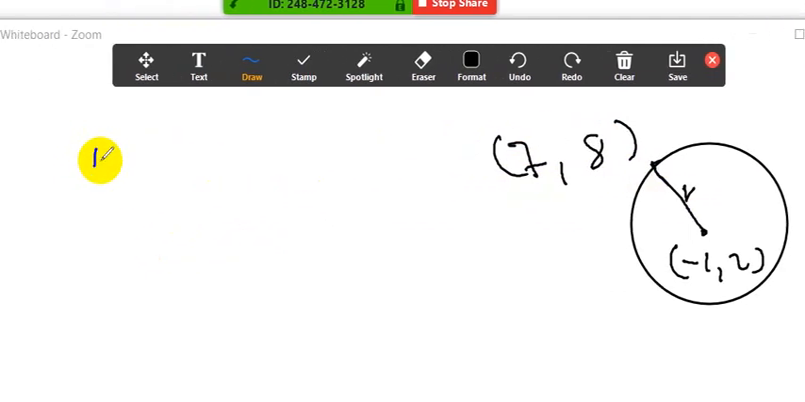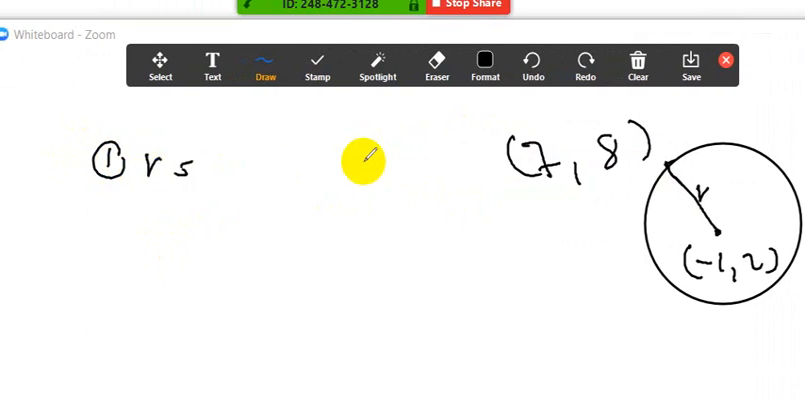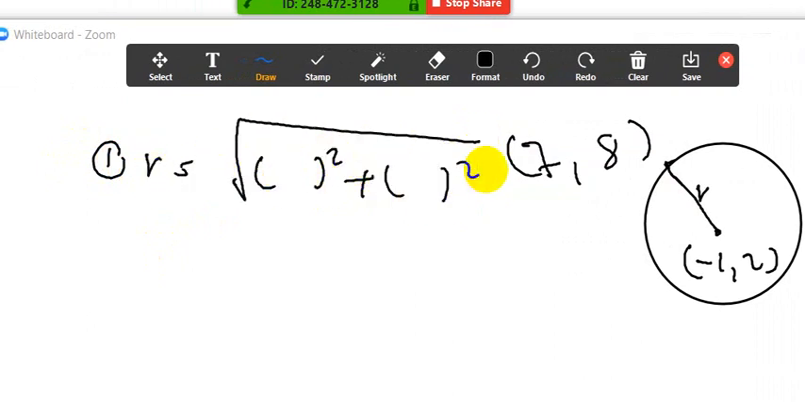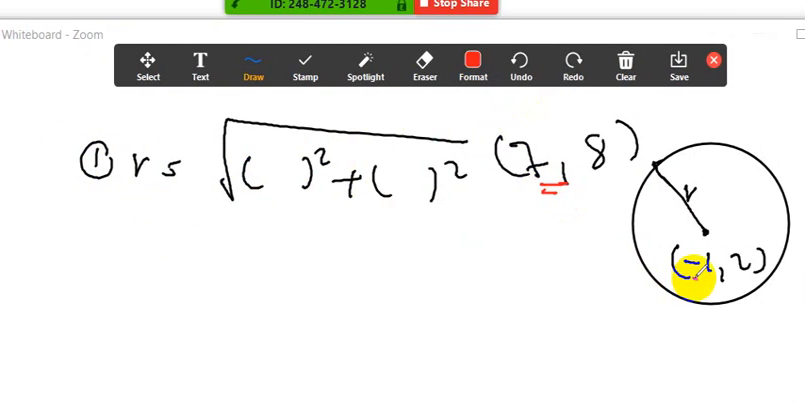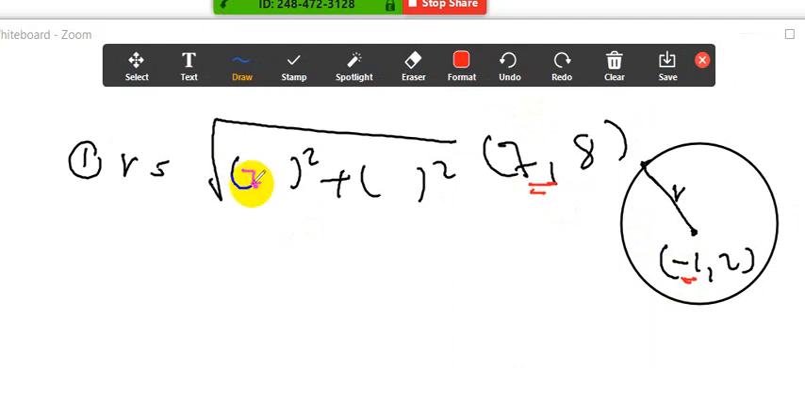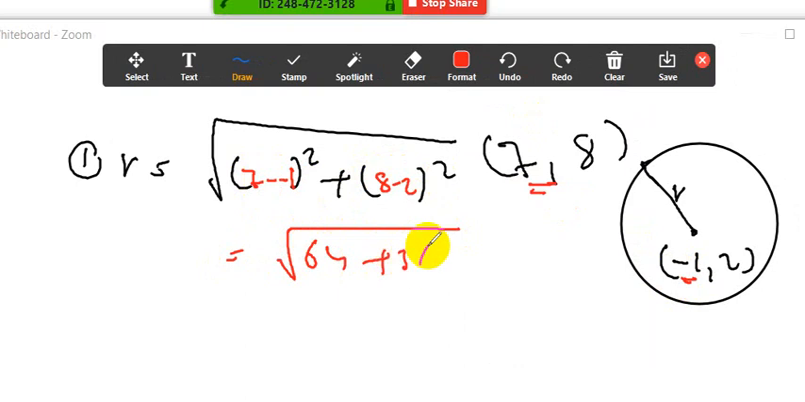Step 1, get the radius by the distance rule. Radical of (x minus x) squared plus (y minus y) squared. Where is x and y? This is x, 7 and minus 1. So it is 7, don't forget, minus minus 1, and 8 minus 2, which is radical of 8 squared, which is 64, plus 6 squared, which is 36, which gives 10. Now we have the radius.